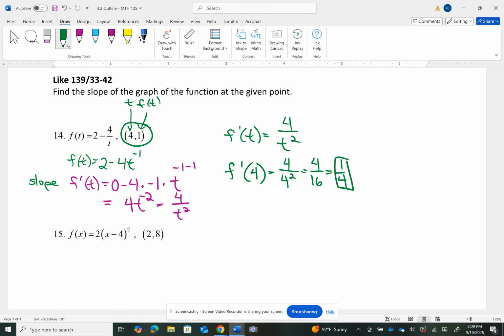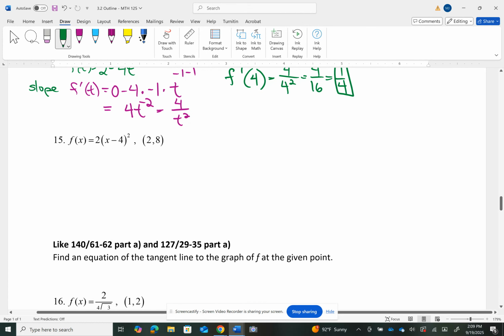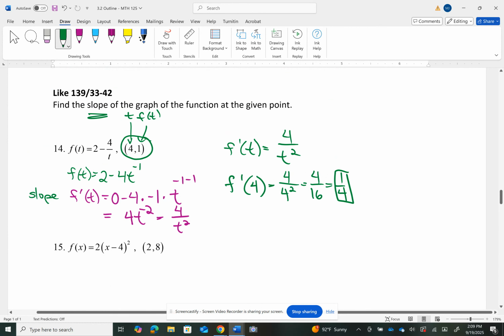All right, here's another example. Oh, and we're just being asked for slope. So when we get that, we're done. Okay. Sometimes people do more than they need to. They didn't ask for an equation. They just asked for the slope.